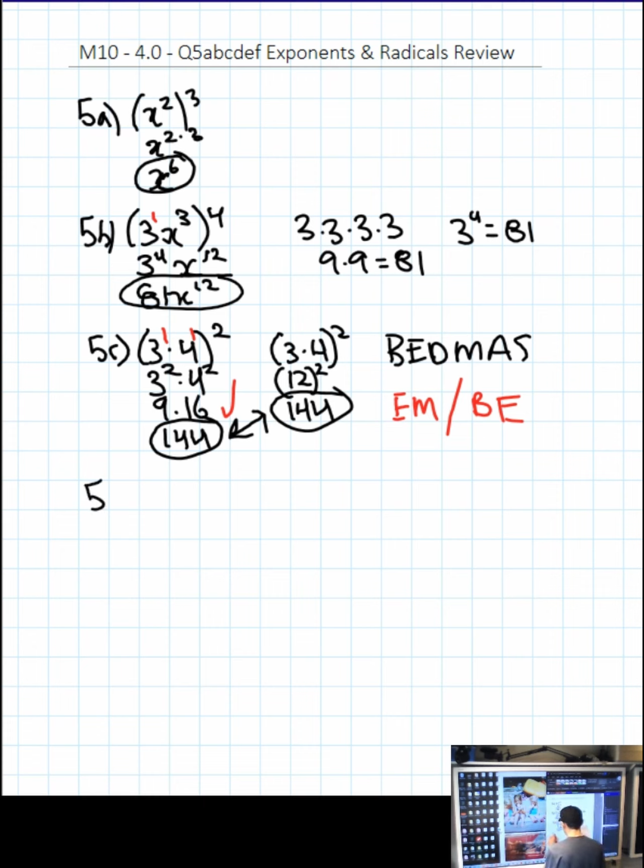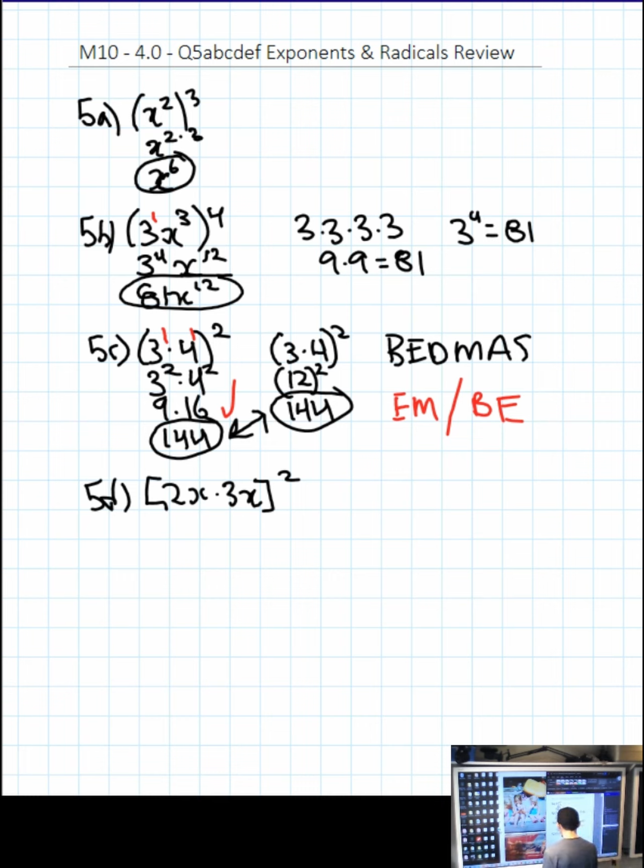Okay, we have 5D. So we have 2x times 3x all squared. Now again, in the last question, we learned that we can either do exponents, then the multiplication, or we can work on the brackets first and do the multiplication before the exponents.